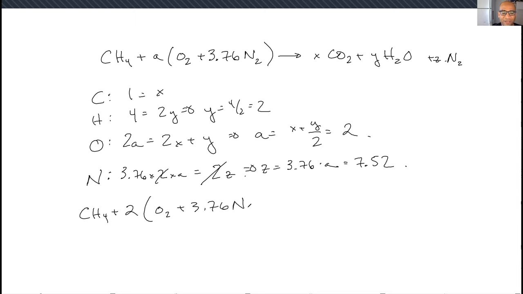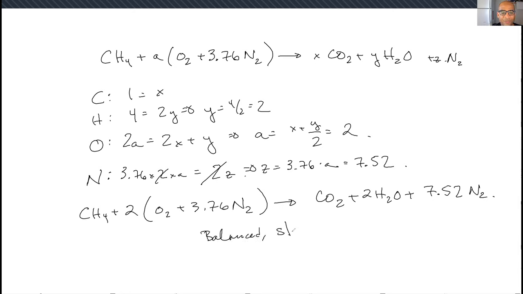And now that is my balanced, or what we call stoichiometric, reaction: CH4 plus 2 (O2 plus 3.76 N2) goes to CO2 plus 2H2O plus 7.52 moles of nitrogen. And now this is my balanced stoichiometric reaction equation.